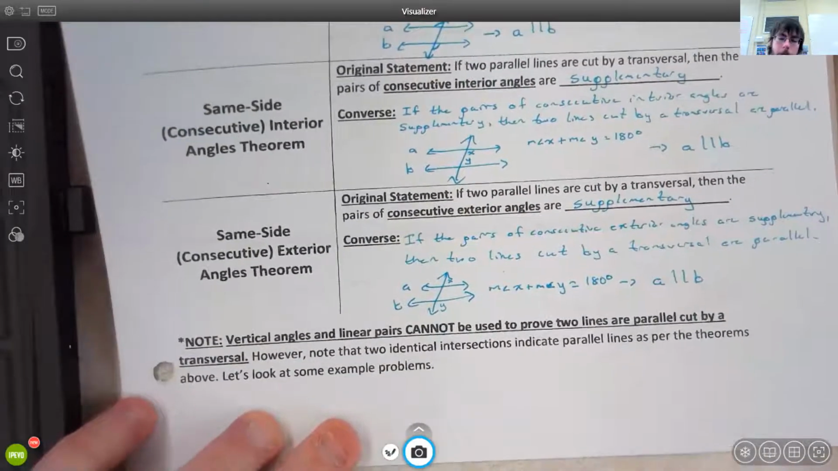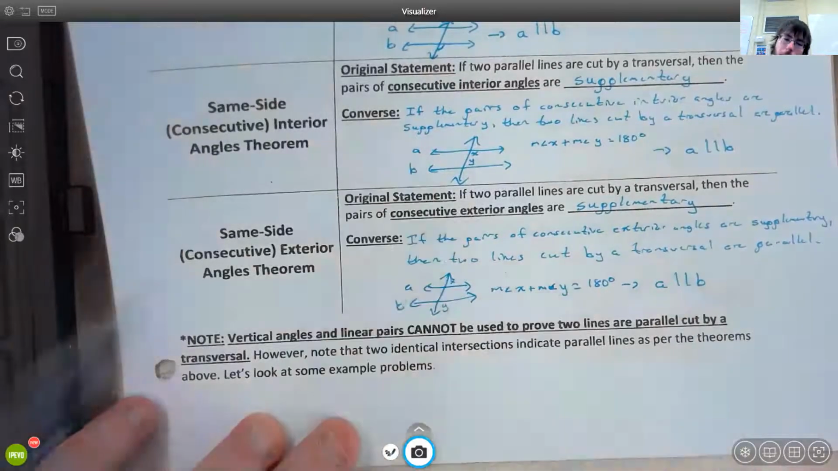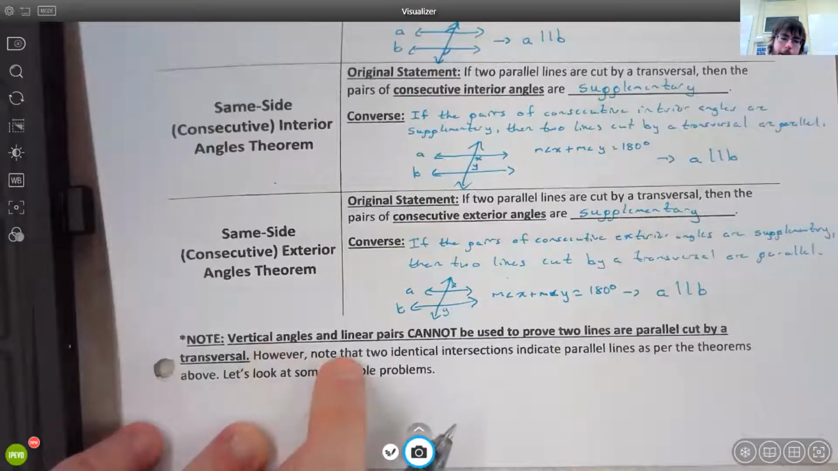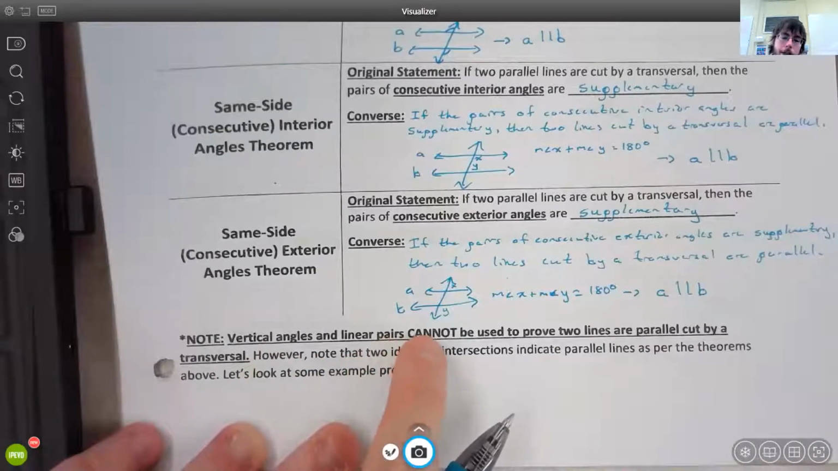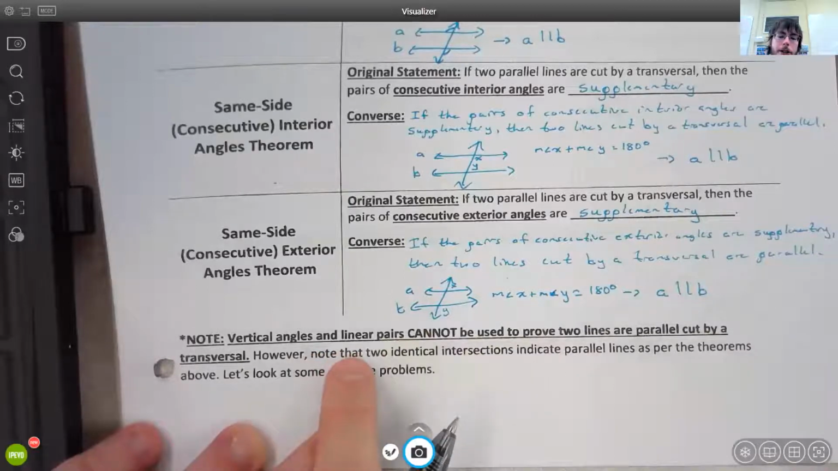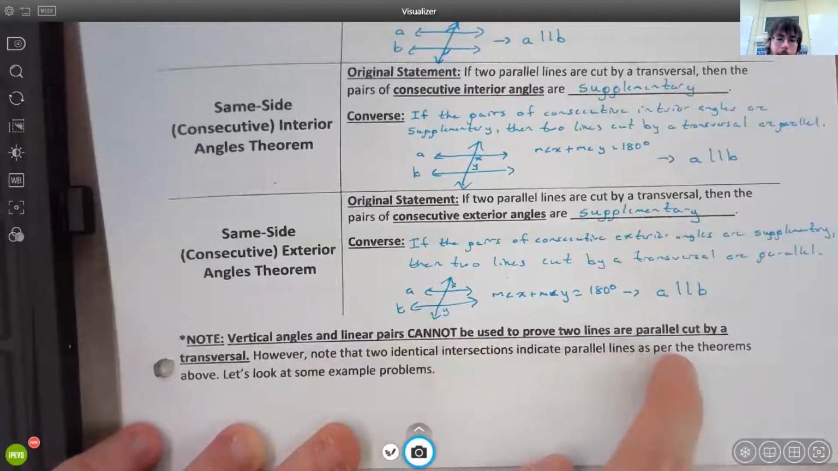I do want to point something out though. You'll notice that we didn't talk about vertical angles or linear pairs here. There's a reason for that. Vertical angles and linear pairs cannot be used to prove two lines are parallel when cut by a transversal. However, note that two identical intersections indicate parallel lines as per the theorems above. So let's look at some example problems.